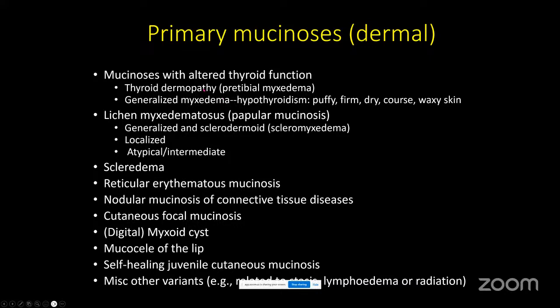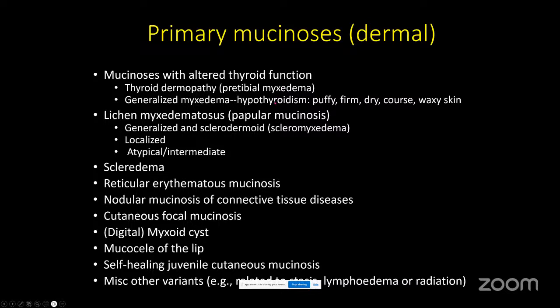So just going to talk about some of the primary mucinoses that are in the dermis. This includes mucinosis associated with thyroid dysfunction, a group of lichen myxodermatoses or papulomucinosis, which includes generalized and sclerodermoid or scleromyxedema, and localized variants.